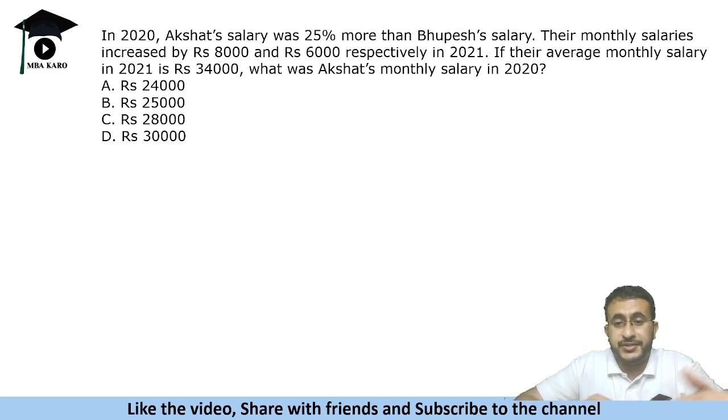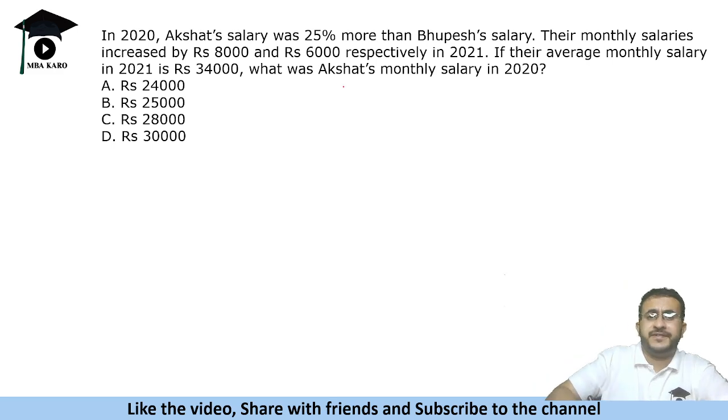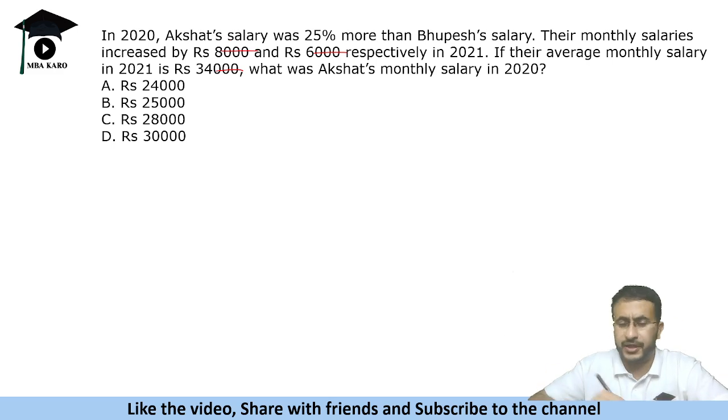So let us use the techniques that we have learned. Few techniques we learned in the past videos also, and this also. So first thing is we will ignore the three zeros. Remove the thousands, like 34, 8, 6. We'll use these numbers.